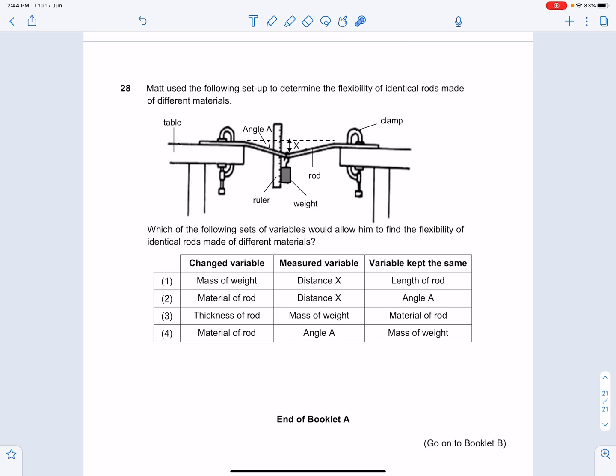What's happening here is that you would want to look at the angle to see how much of it is being changed. So right off the top, from the very first one, the changed variable, I can go ahead and cross out 2 already. 1 is wrong because it talks about mass or weight. 3 is also wrong because it talks about the thickness of the rod. So I will cancel these 2 out.